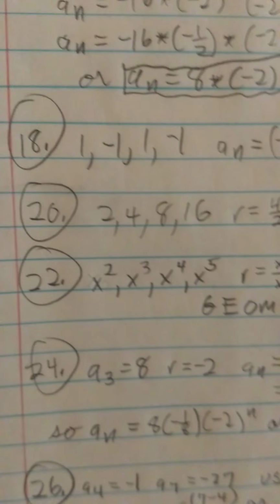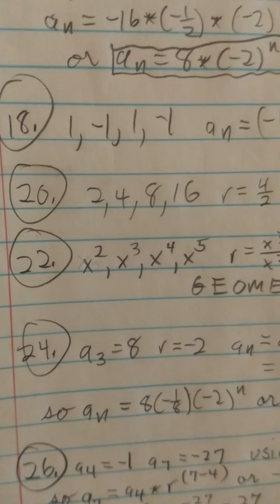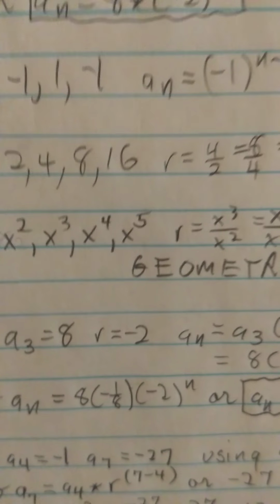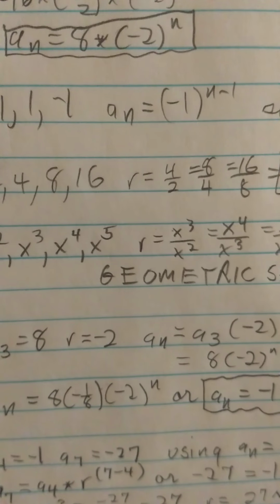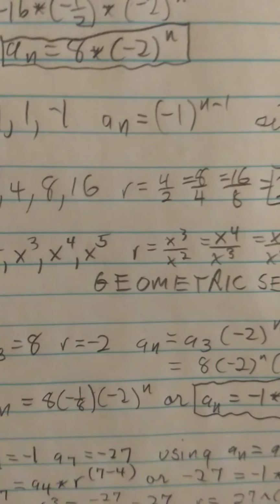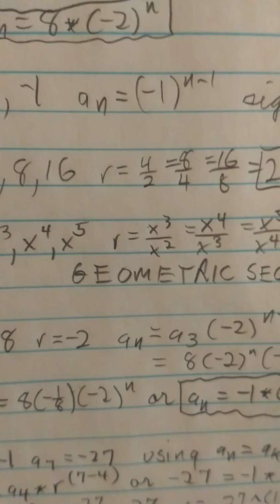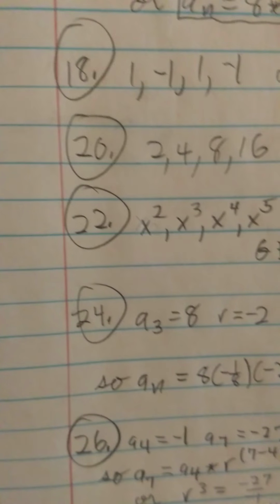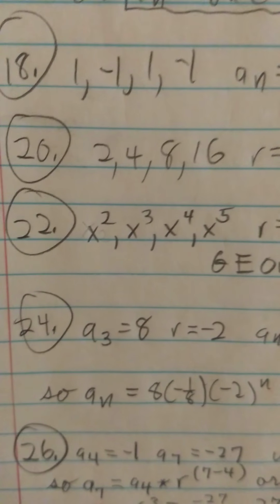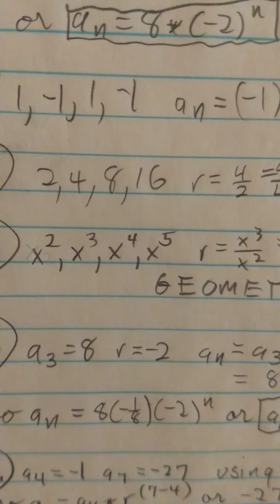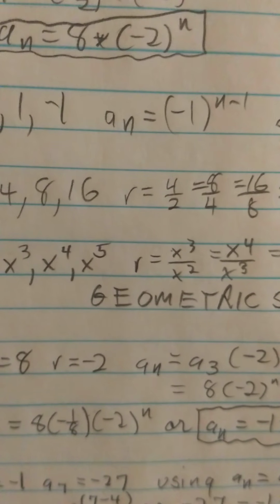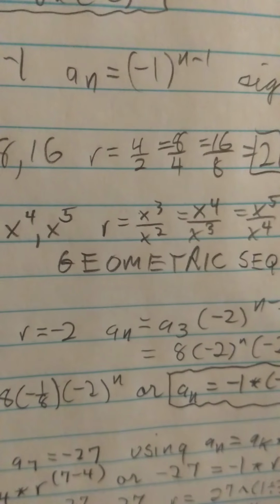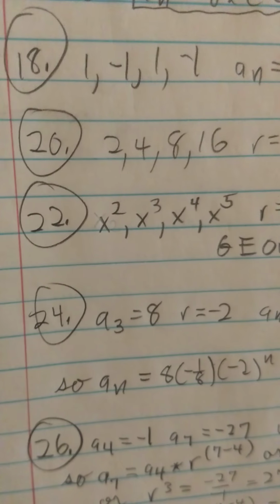Okay? And then 18 is just changing signs. 1, negative 1, 1, negative 1. Remember, we discussed that when we have a negative 1 to the n power, or n minus 1 power, we're just flipping back and forth between negative 1 and 1. Okay? Now looking at 20, 2, 4, 8, 16, that's clearly a times 2 sequence. 4 over 2, 8 over 4, 16 over 8 is clearly an r equals 2 sequence, and it's geometric.